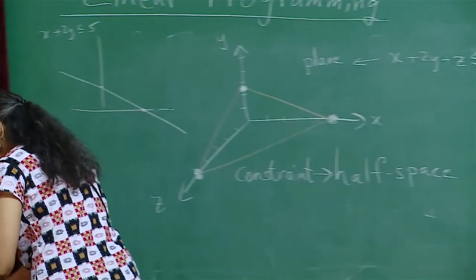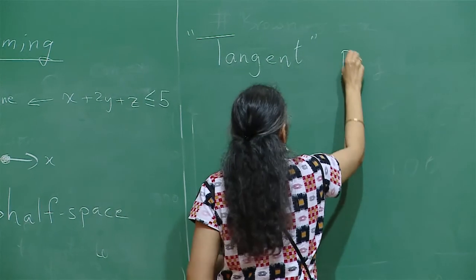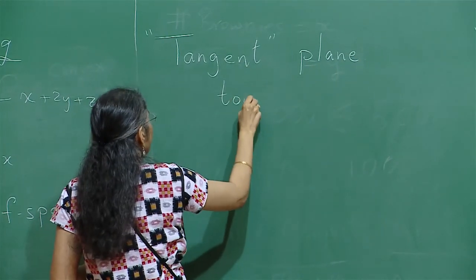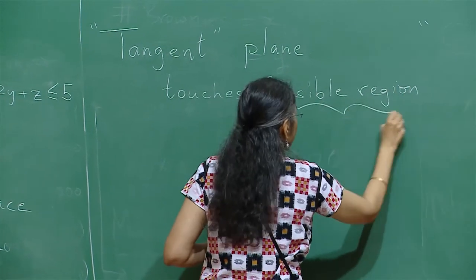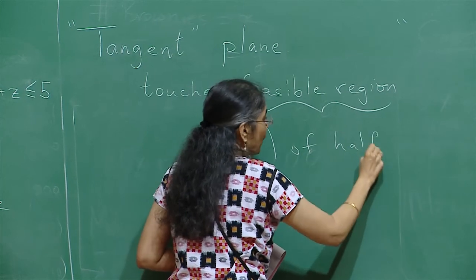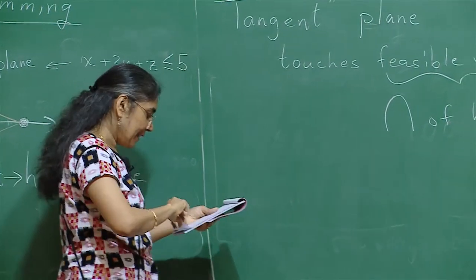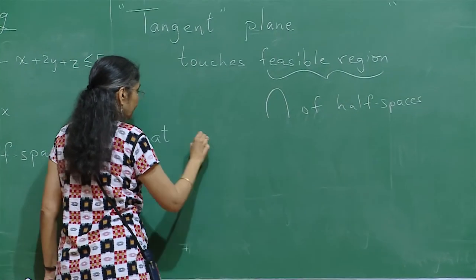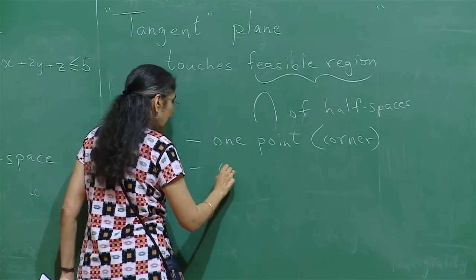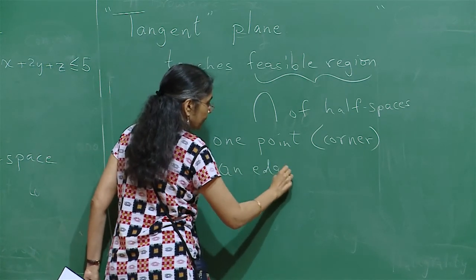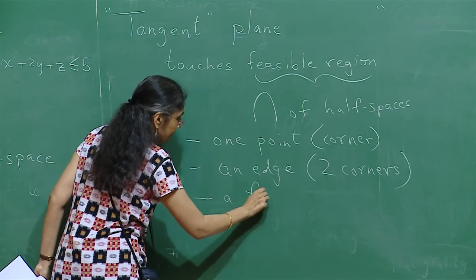So, face is something that we kind of used this terminology without quite defining, but I think it is clear enough. So, a tangent plane barely touches the feasible region, where the feasible region is the intersection of half spaces. For other types of regions, this is not going to work. If the feasible region is the intersection of half spaces, then the tangent plane, the way we have defined it, barely touches it. At how many points can it touch it? It could touch it at one point, a corner. It could touch it along an edge, in which case it touches it at 2 corners. It could touch it at a face.